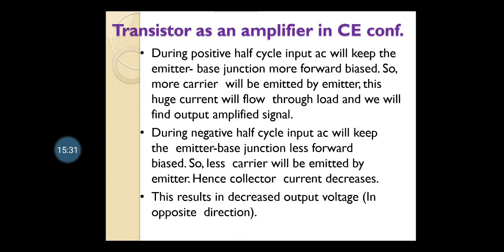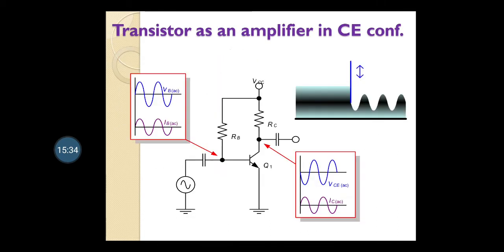So this is very important. Here you can see the input signal. It is starting from 0, and the output is exactly of the same shape but in the opposite direction, and the amplitude is increased. So that is amplification of the transistor.